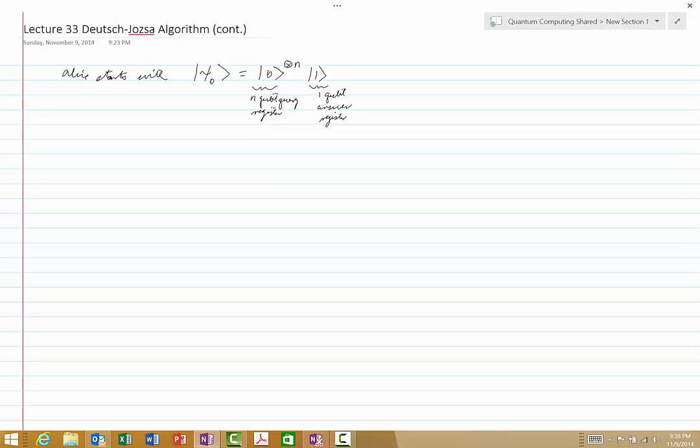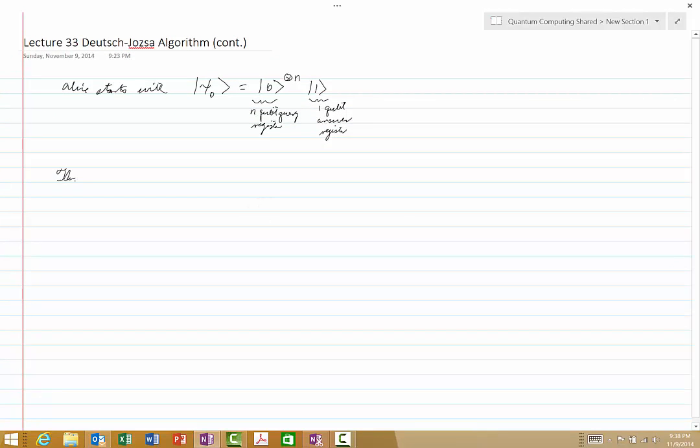So Alice starts with that, and then she applies H to each qubit to obtain C1. So what is C1?